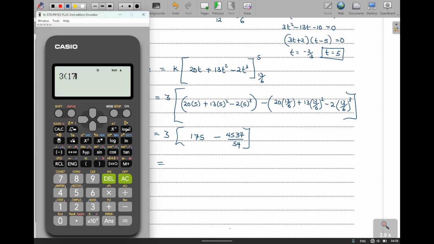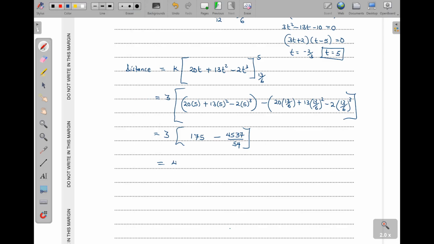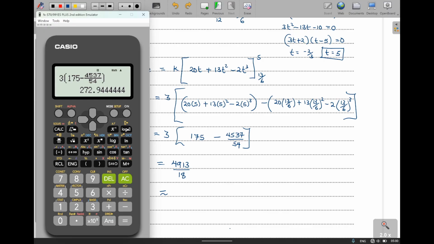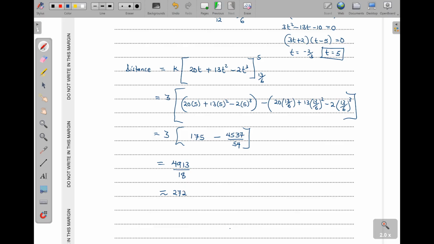3 into 175 minus 4537 over 54, which is 4913 over 18, which approximates to 273 to 3 significant figures. That is 272.94 recurring. So I'm going to write this as 273 meters to 3 significant figures. And that becomes our final answer.